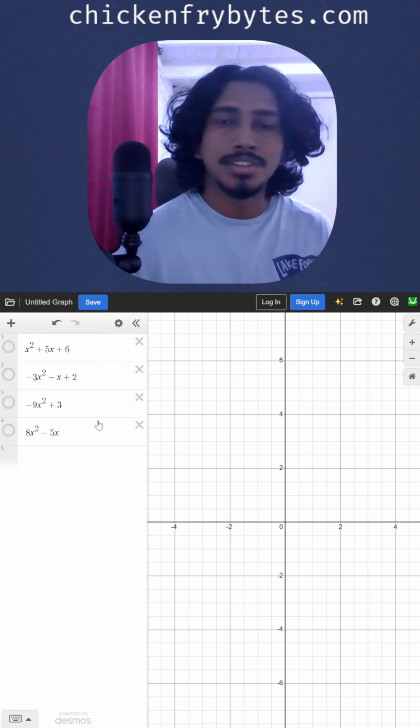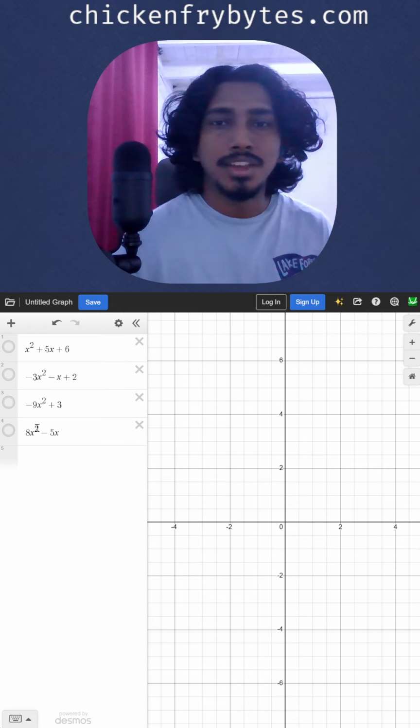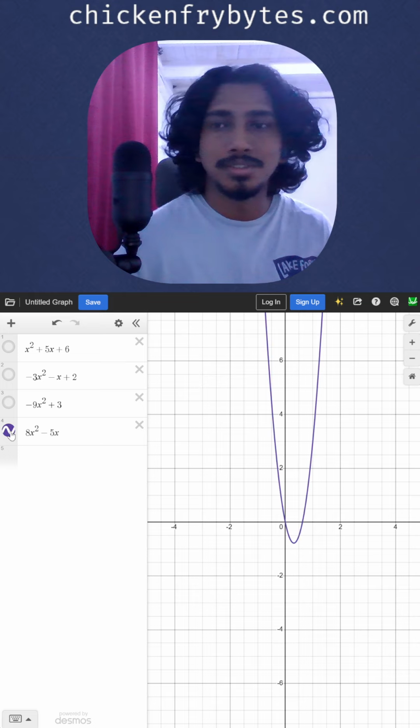Going a bit faster here, negative 9x squared plus 3. Yes, if we have a negative coefficient, in this case negative 9 for x squared, we have a frown. Negative people tend to frown more often. You see, it goes up to the maximum value. And then here we have finally the 8x squared minus 5x. This again, it should be a positive, which means that we have a smile. All right.